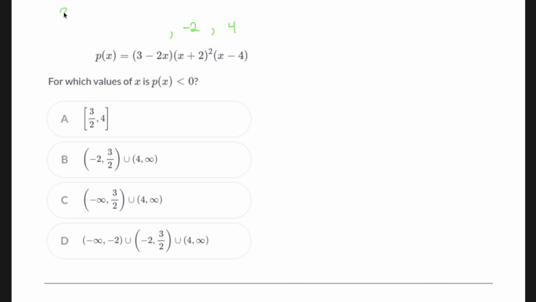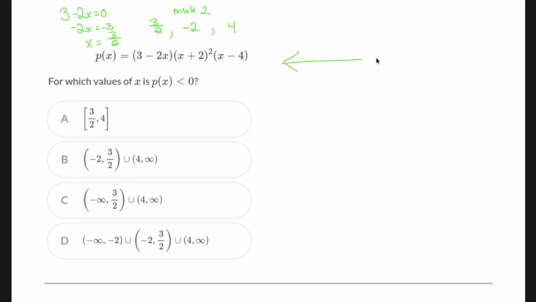So if you have to, you go off to the side and do 3 minus 2x, set it equal to 0. Subtract 3 from both sides, right? And then divide both sides by -2, and that gives you positive 3 over 2. So I have zeros at 3 halves, -2, and 4. But -2 has a multiplicity of 2.